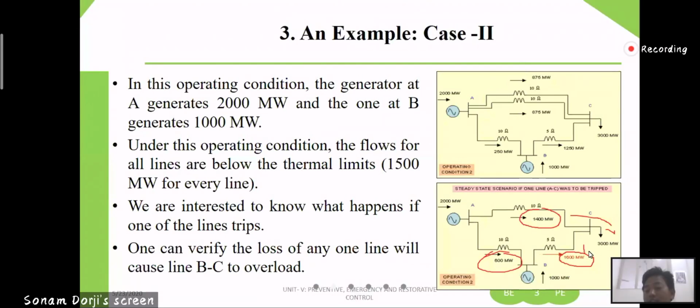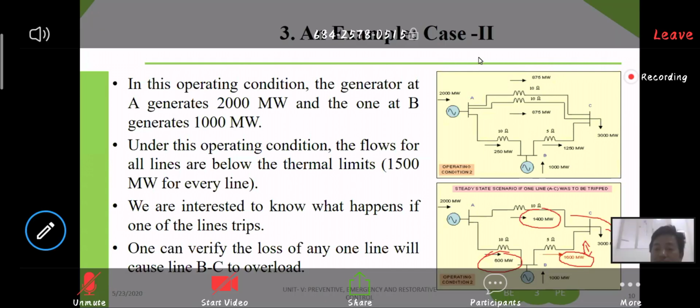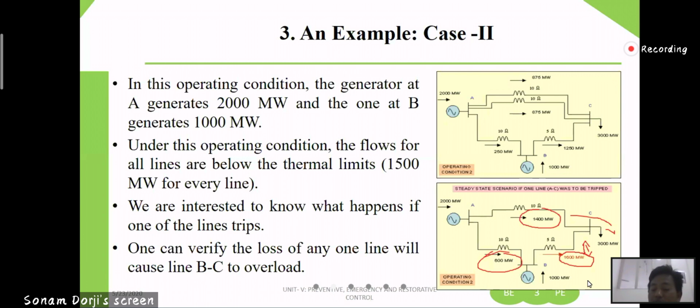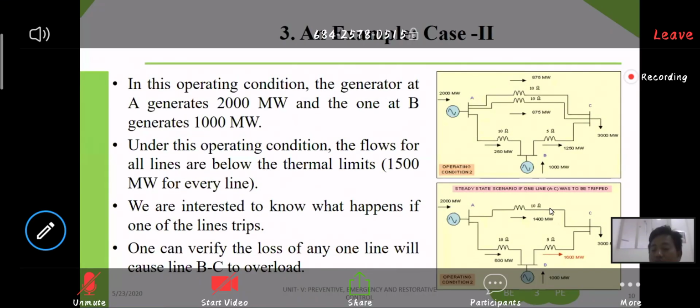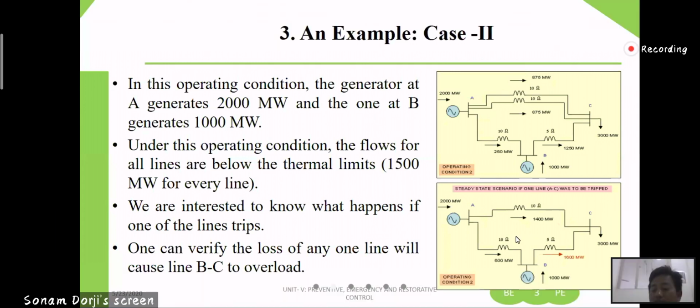But here, what has happened is it has violated one condition. That condition is that the thermal limit has to be within 1500 megawatt, but here it is 1600 megawatt. In such a case, you can see that loss of any one line will cause the line BC to overload. So if any line loss happens here, it will overload the line BC. Which means it is in the alert state.